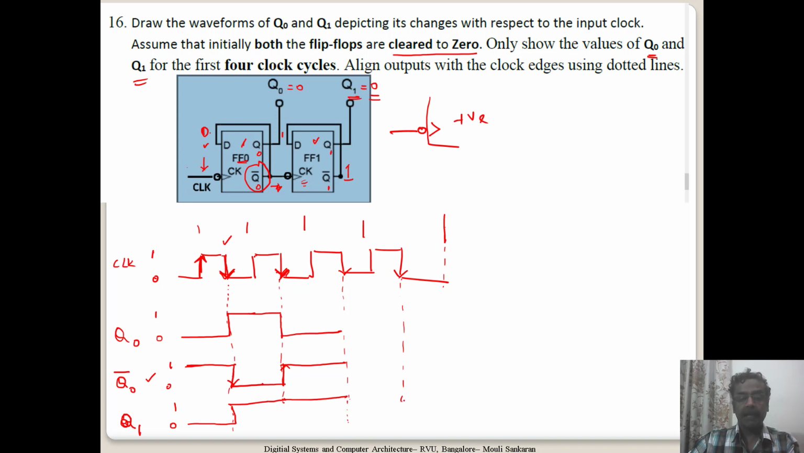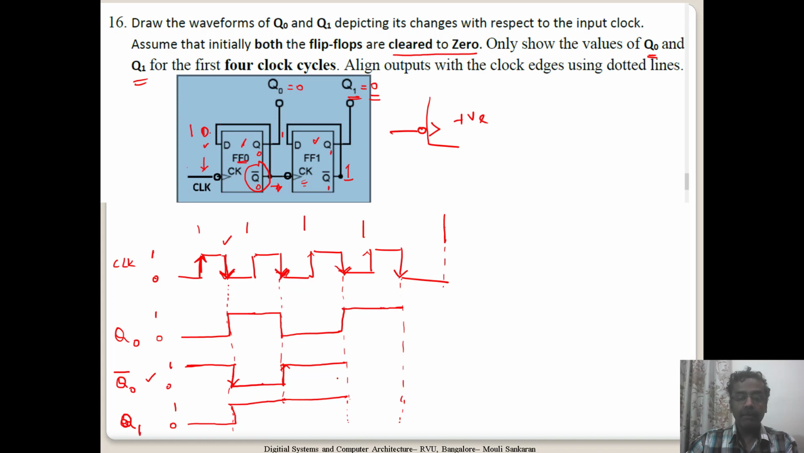Now, let us see. At this point, what happens? Again, a negative edge. Then Q naught bar is 1. So, that is what is going to be waiting here. So, when the clock edge goes down, it is going to latch that value 1. So, Q naught is going to become 1. Now, it will continue because this change is not going to be impacting anything. So, it is going to maintain this.